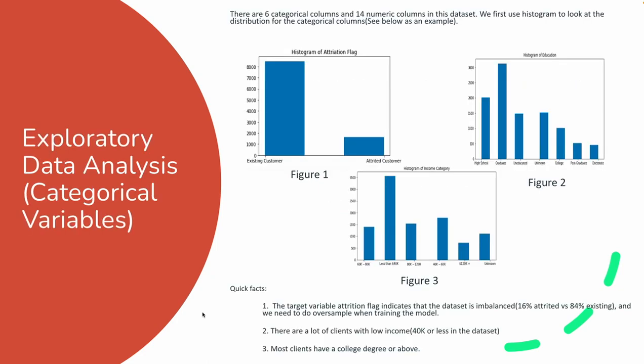We started with the EDA process. By looking at the histogram of the target variable, we can see that only 16% of the customers have left the bank, which indicates that the original dataset is very imbalanced. We will have to do some oversampling before we train the model.